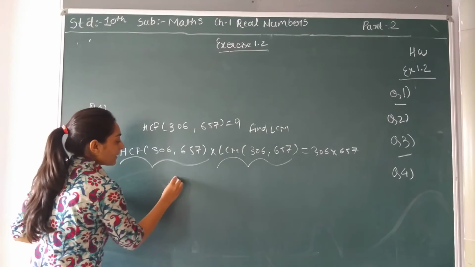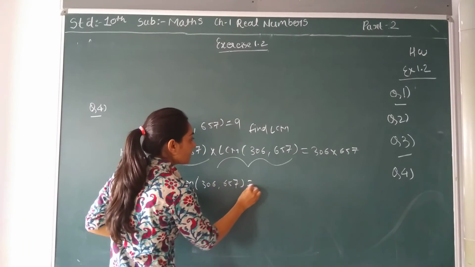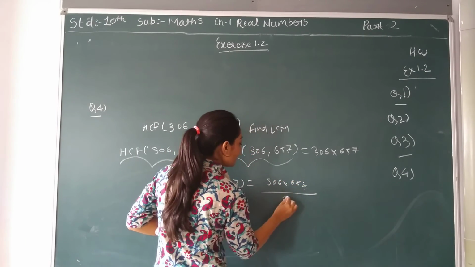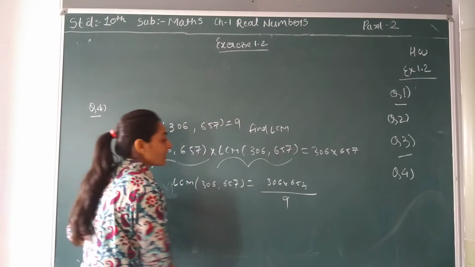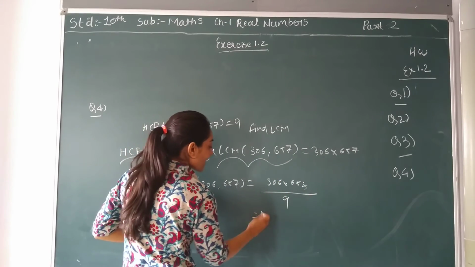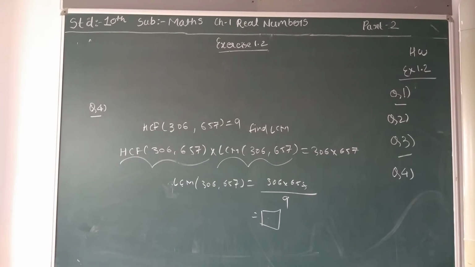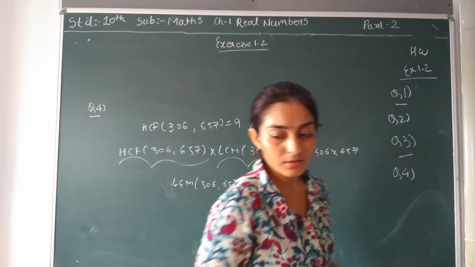So I am taking LCM of 306 and 657. Now you have to multiply 306 and 657 and divide by this 9. If it is in a multiplication, it goes into the denominator. Now we'll solve this one. Whatever answer you get, that is the LCM of these numbers. So question number 4 you have to solve. Now the question number 6 is also the easiest one.